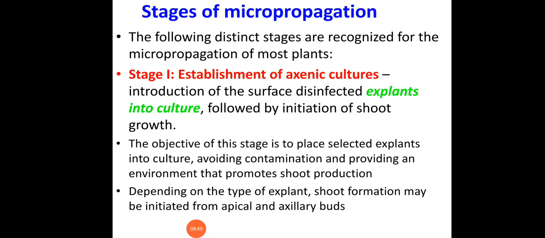The following distinct stages are recognized for the micropropagation of most plants. First, establishment of axenic culture, nothing but in vitro. Introduction of the surface disinfected explants into the in vitro method following initiation of shoot growth. The objective at this stage is to select explants into the culture, avoiding contamination and providing an environment that promotes shoot production. Depending on the type of explant, shoot formation may be initiated from apical and axillary buds.